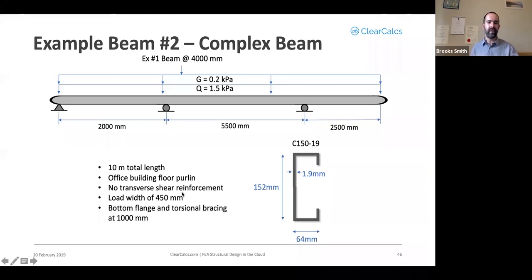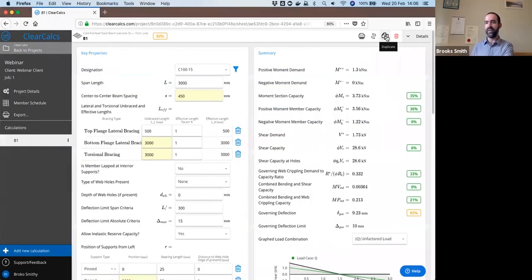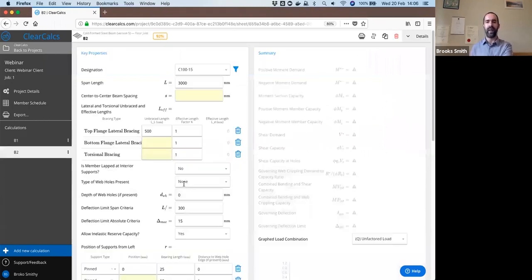Same assumptions we'll keep for simplicity here of an office building, floor purlin, no transverse shear reinforcement, keep the load width the same. We will add some additional bottom flange and torsional bracing at 1 meter on center spacing. And we will need to use a slightly bigger member for this. We'll use a C150-19 for this design. So for doing that calculation, for simplicity, I'll just duplicate the existing calculation that I have here and just modify that.